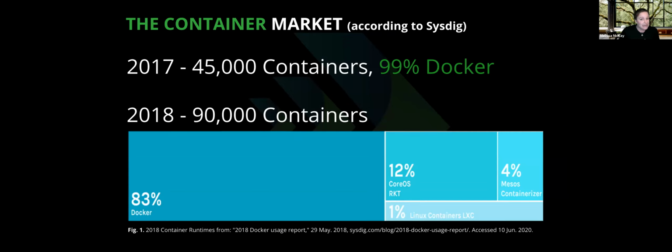In 2017, they analyzed data from 45,000 containers. In the huge scope of things, that isn't very many, but we got to start somewhere. There's no graph here available because 99% of those containers were Docker. So they didn't even split up the results. In 2018, however, they analyzed data from 90,000 containers, double their sample size. We're getting somewhere. 83% were Docker. And then we see other percentages for CoreOS Rocket, Mesos, and LXC. So it looks like other container runtimes are starting to encroach a little bit on the Docker space.